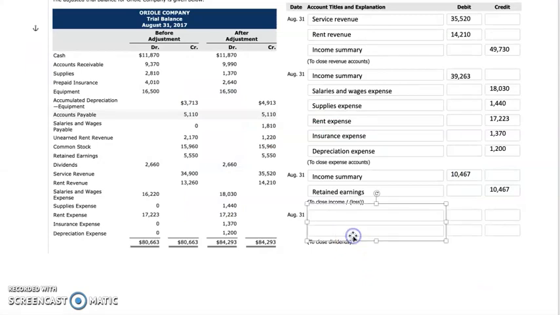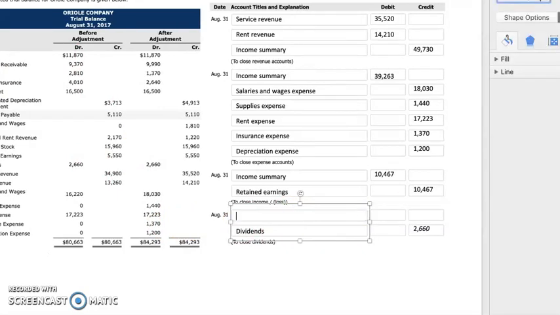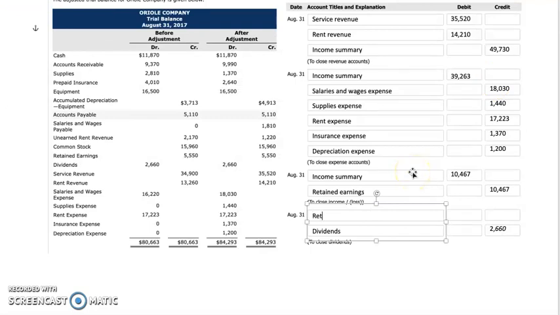So we're going to come here and type in dividends. Okay. And we're going to credit it, and we're going to come over here and look for dividends. Look for the after adjustment value, which is 2,660. I just lost it. Dividends. 2,660. Perfect. All right. And then, like the chart showed earlier, it's going to get closed out to retained earnings. And it's going to be the exact same number as before so that it balances.